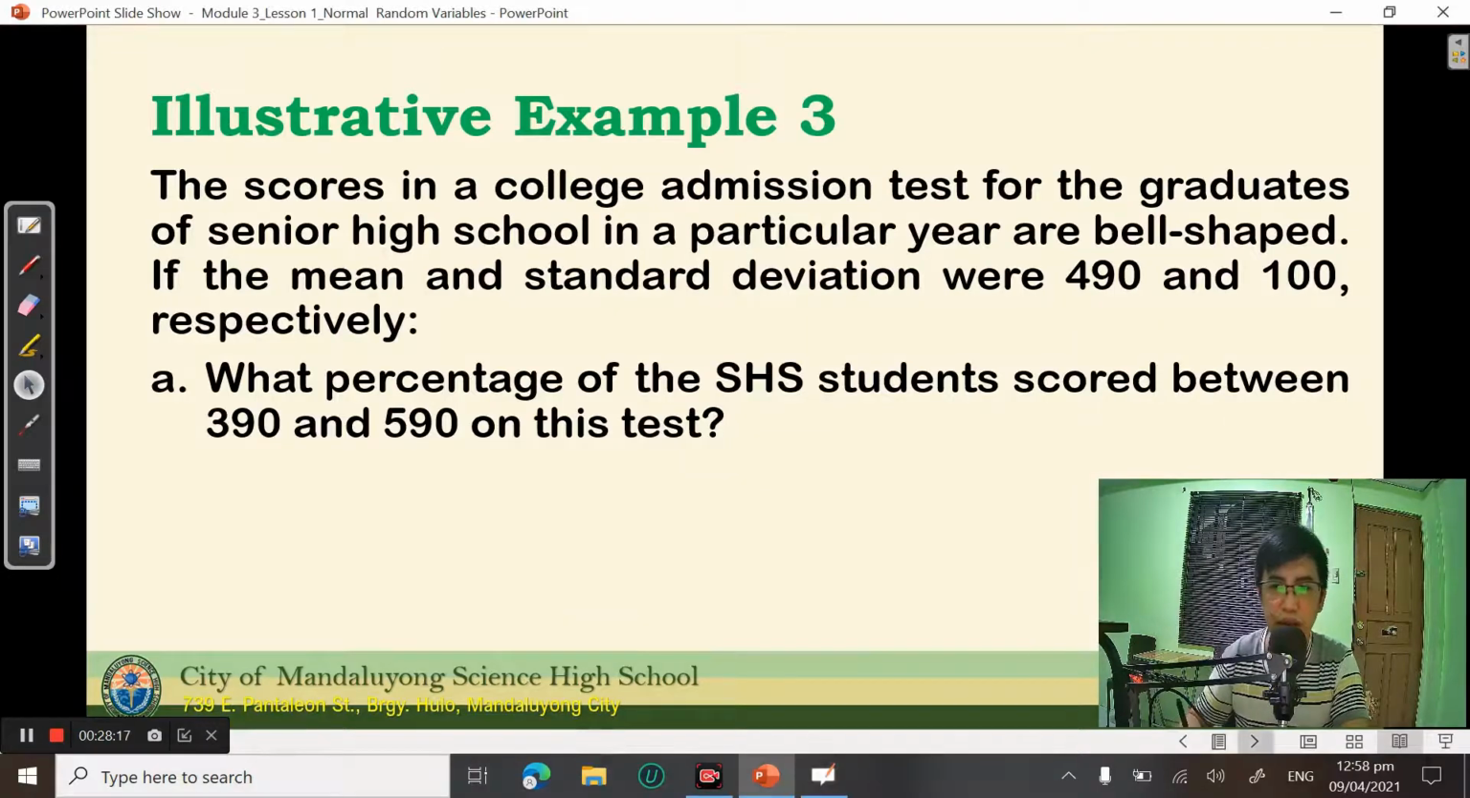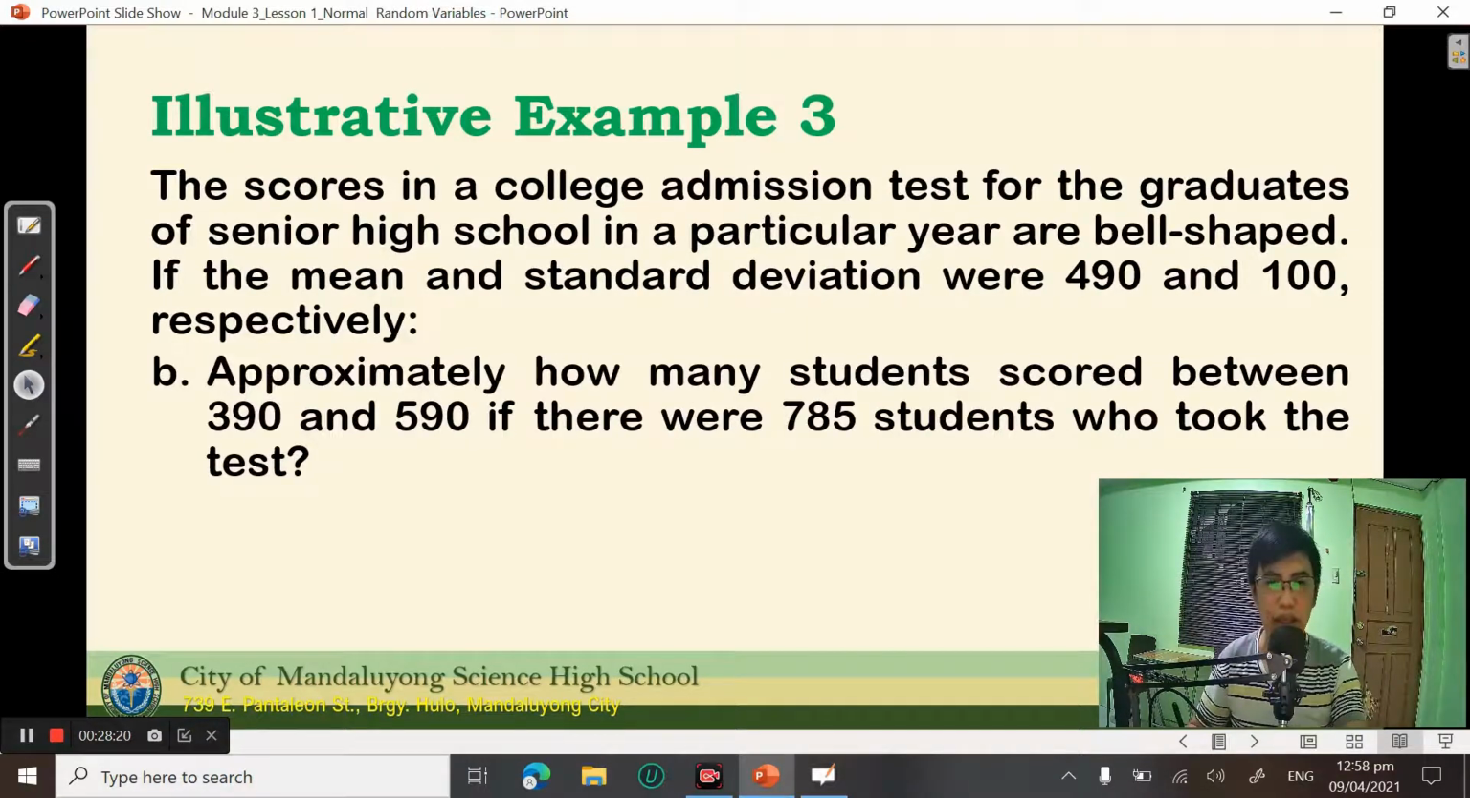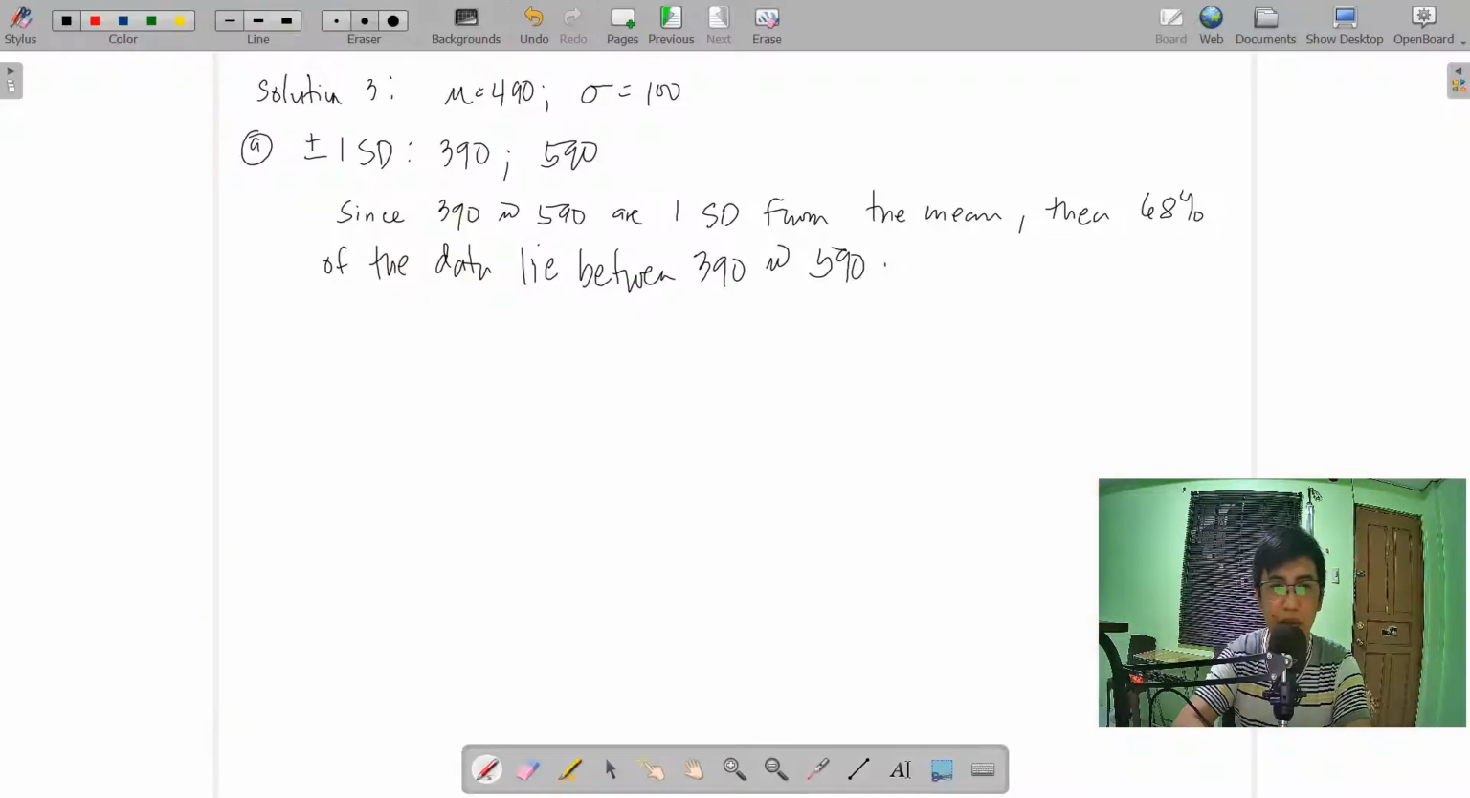Now, for letter B, approximately how many students scored between 390 and 590 if there are 785 students who took the test? Let's find out. How many students got a score between 390 and 590 if there are 785 who took the test? So, how do we do it? Simply multiply the percentage, 68%, times the number of students, 785 students.